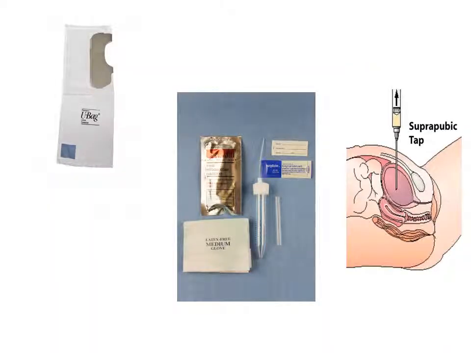So here's the different examples of ways you could obtain urine. There's the U-bag, that's not sterile. There's the little infant straight cath kit, that would be a sterile procedure. And then the suprapubic bladder tap, that would be done by the physician or mid-level provider if they're trained.